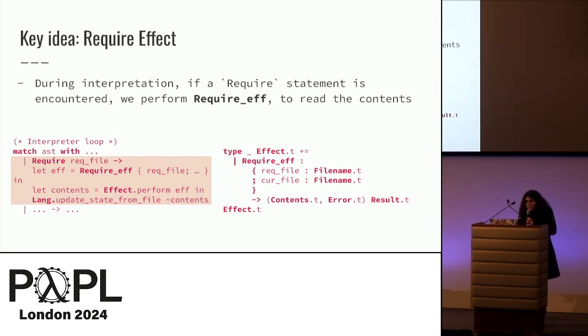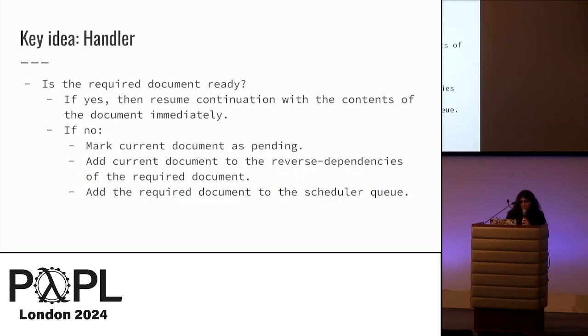What we ended up doing was pretty simple, but it took a long time to come up with. If a require statement is encountered during interpretation, we perform this require effect to read the contents of the file. Literally exactly what's on your screen. What makes it interesting is the handler here, and we wanted things to still be incremental, right? So we ask questions like, is the required document ready? And if it's ready, then you can resume your continuation with the contents of the document immediately. You don't need to do any more work.